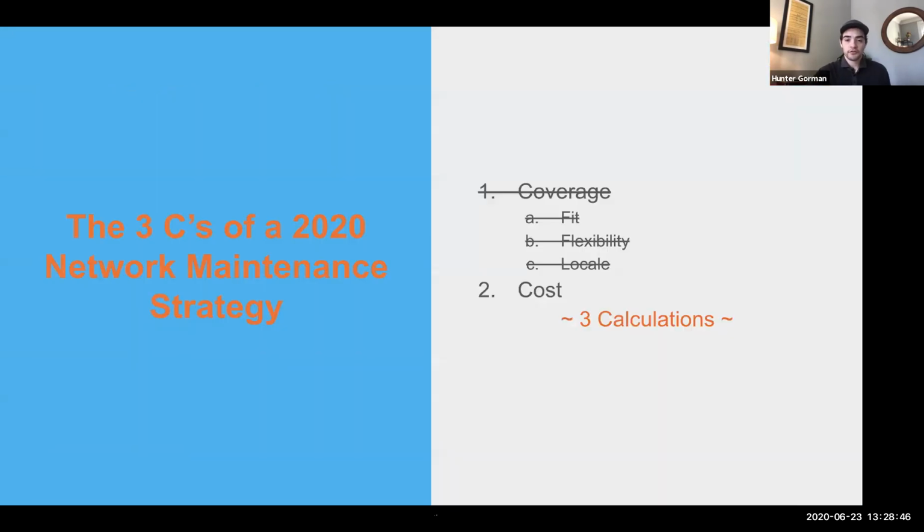Aaron, thanks so much for helping us cover that first C, being coverage. We're going to get into the next C now, which is cost. And this is where we talk primarily about value. We're going to go through 3 quick calculations to help you both assess your current IT maintenance strategy, as well as any future initiatives that you may have planned.